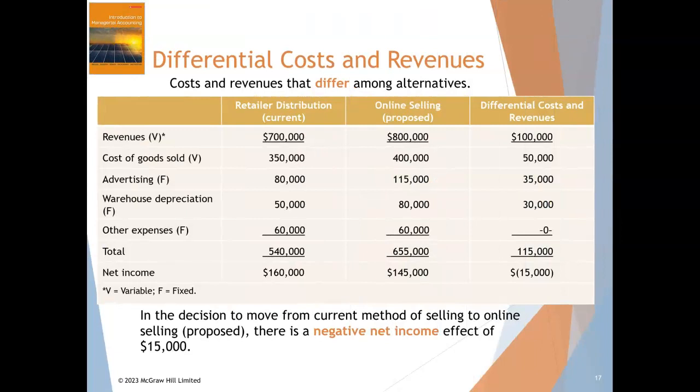Differential costs and revenues are costs and revenues that differ among alternatives. Comparing retail distribution, which is current, with online selling, which is proposed, the differential costs and revenues show that the decision to move to online selling has a negative net income effect of $15,000.